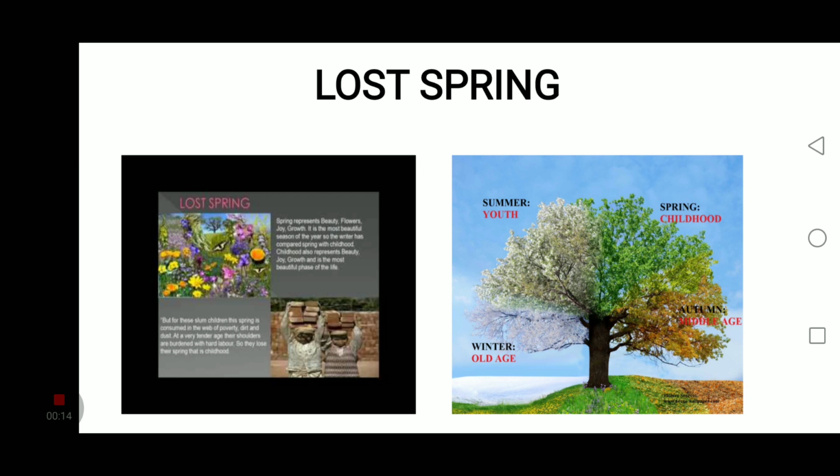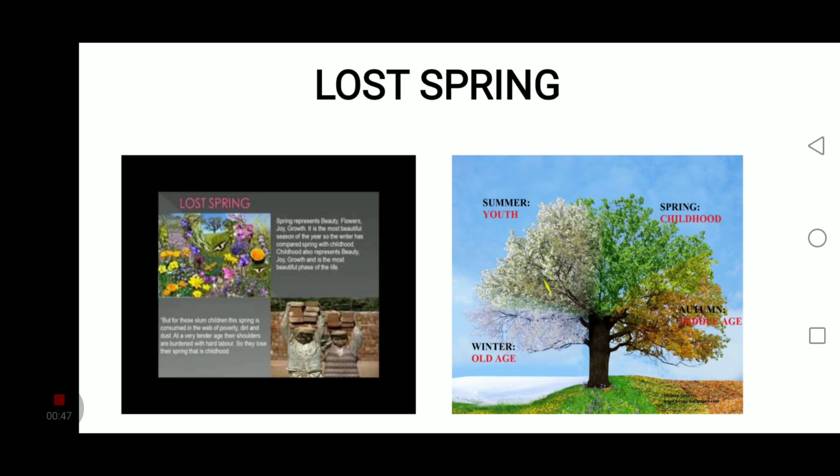First of all, it is always very important to know why the author has given it such a title, that is Lost Spring here. So, now let me explain. There are two clips. One shows all the seasons, and another clip shows, on one side, the beautiful season, and on the other side, childhood. So, what is the correlation between these two pictures that I would like to tell you?